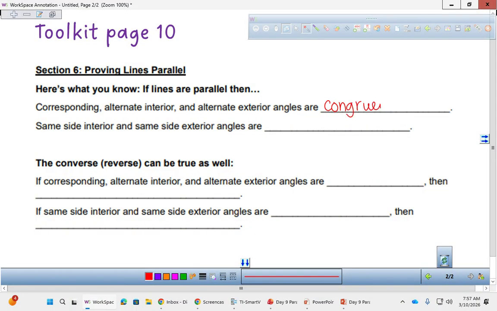Congruent, which is equal. Okay, so just want to get you used to a symbol that you might see. The symbol for congruent looks like this, whereas equal just looks like this. Okay, so same idea. So corresponding, alternate interior and alternate exterior angles are congruent or equal, however you want to look at it, all right? Same side interior and same side exterior angles are supplementary.